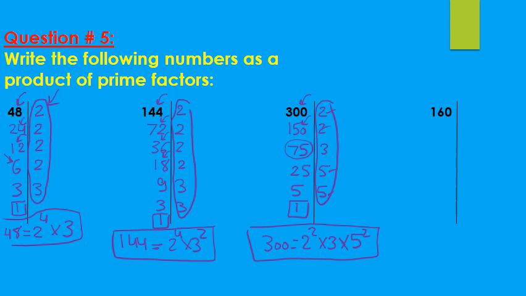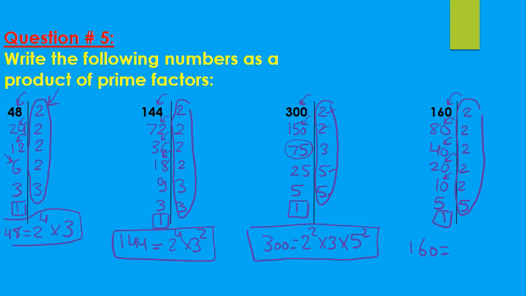Now the prime factors of 160. Also 160 can be divided by 2. It gives us 80. 80 can be divided by 2. It gives us 40. 40 can be divided by 2. It gives us 20. 20 can be divided by 2. It gives us 10. 10 can be divided by 2. It gives us 5. And 5 is only divided by 5. So we have finished. These are the prime factors of 160.